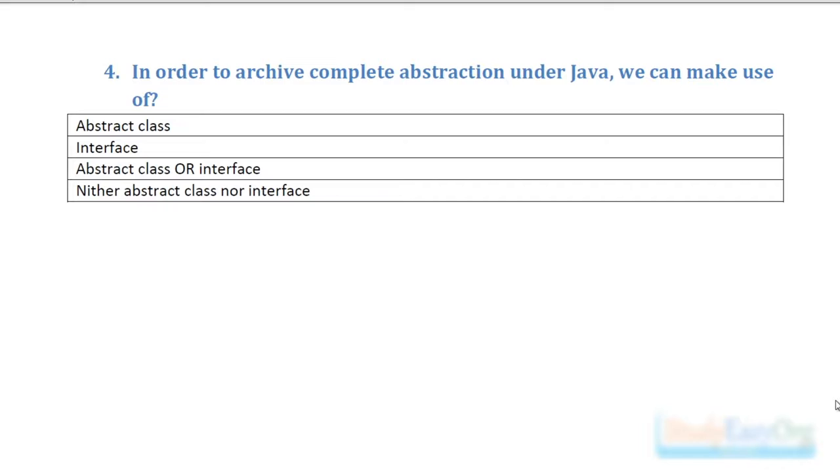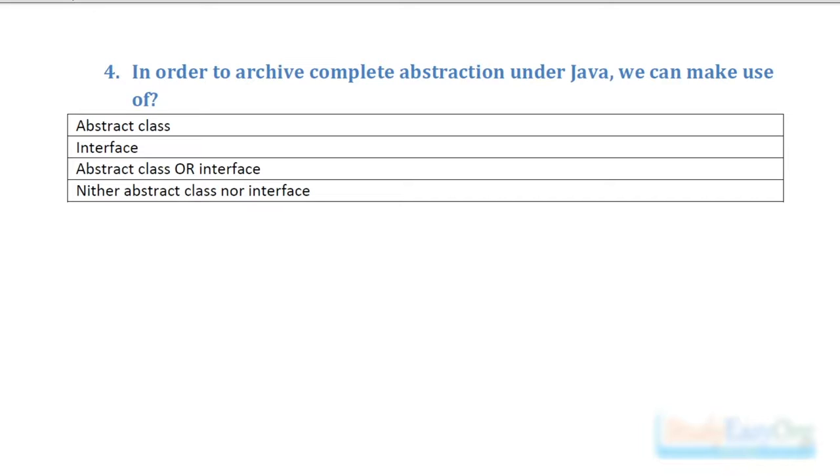Explanation of question 4, quiz 10, miscellaneous questions. And the question is, in order to achieve complete abstraction under Java, we have to make use of abstract class, interface, abstract class or interface, and the final option is neither abstract class nor interface. Now friends, the fourth option is definitely not right because in order to achieve abstraction under Java, we have to make use of either abstract class or interface.